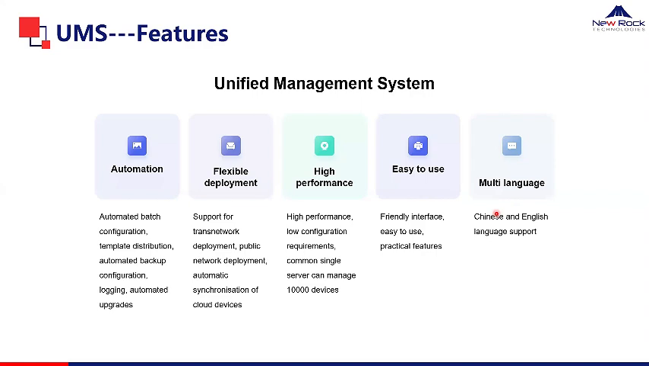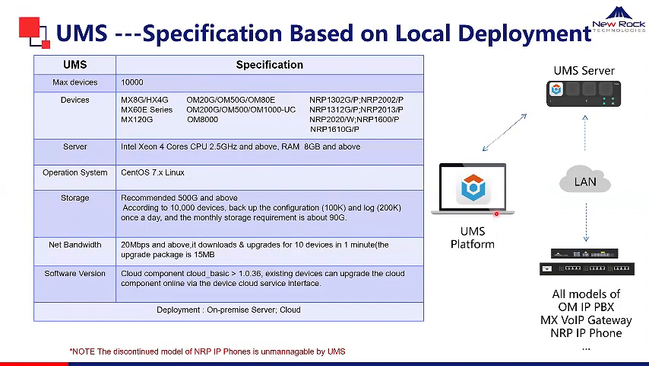Okay, so let's proceed to the specification based on the local deployment. Here, the maximum devices is up to 10,000, and the devices supported are all our MX series from MX8G, HX4G, MX16, MX120G. With regards to OM series, we do support from OM20G, 50G on ATE, then we have our OM200, 500, OM1000 UC, and our big brother, the OM8000. And of course, as well as those NRP phones, as you can see here.